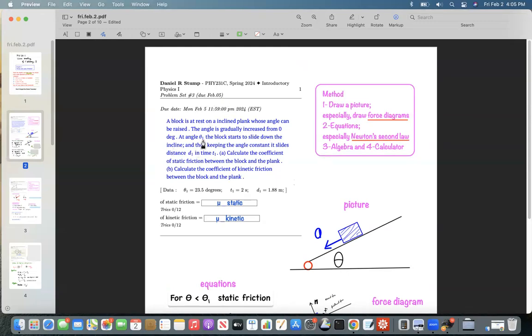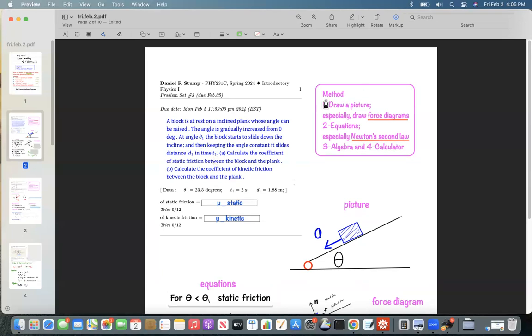Then it gives you information that at the angle theta 1, where the block starts to slide down, then it'll slide with a constant acceleration a distance d1 in a time t1. And the problem is to calculate the coefficient of static friction and the coefficient of kinetic friction.